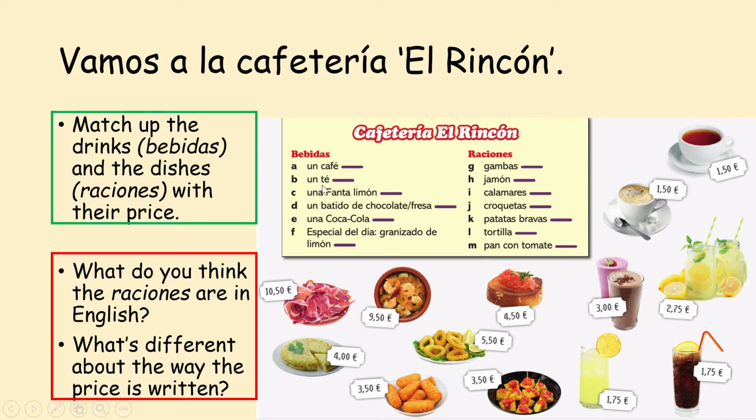Un café, un té, una Fanta limón, un batido de chocolate fresa, una Coca-Cola, especial del día, granizado de limón, raciones, gambas, jamón, calamares, croquetas, patatas bravas, tortilla, pan con tomate. So you have got to match up the drinks, bebidas, and the dishes, raciones, with their price. So you've got to add the price to these little dashes here.